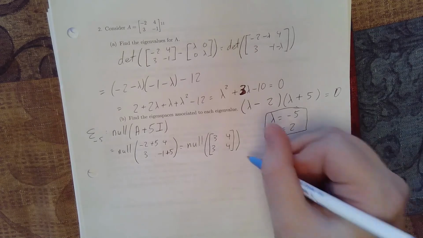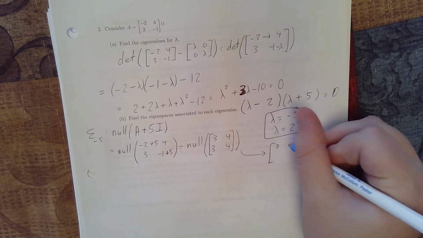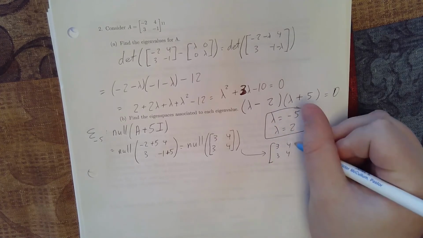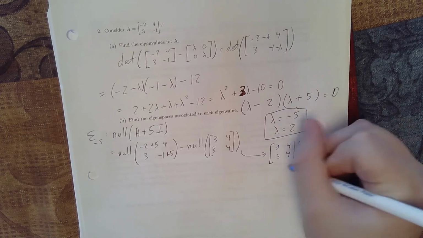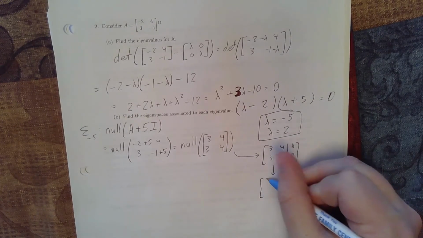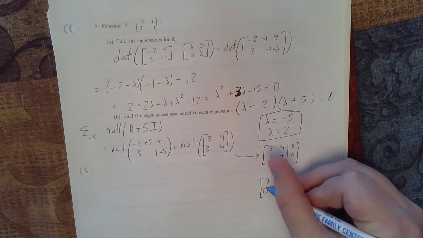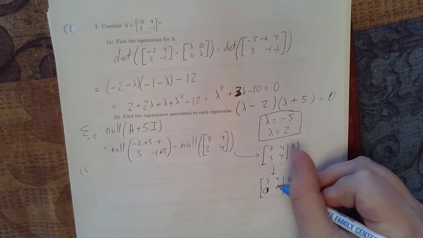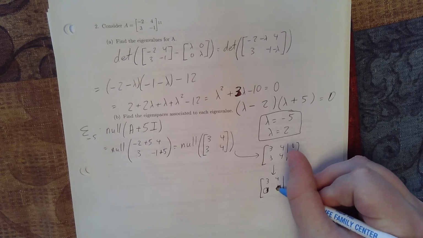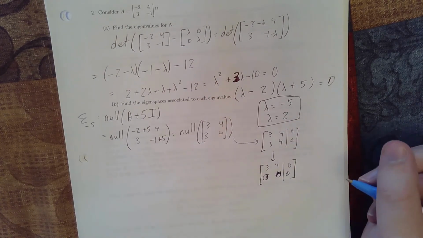Wonder what that's going to end up being when we try to find it. So we've got this matrix 3, 4, 3, 4, 0, 0. Get it into a reduced form. We'll get 3, 4, 0, 0, 0, 0.